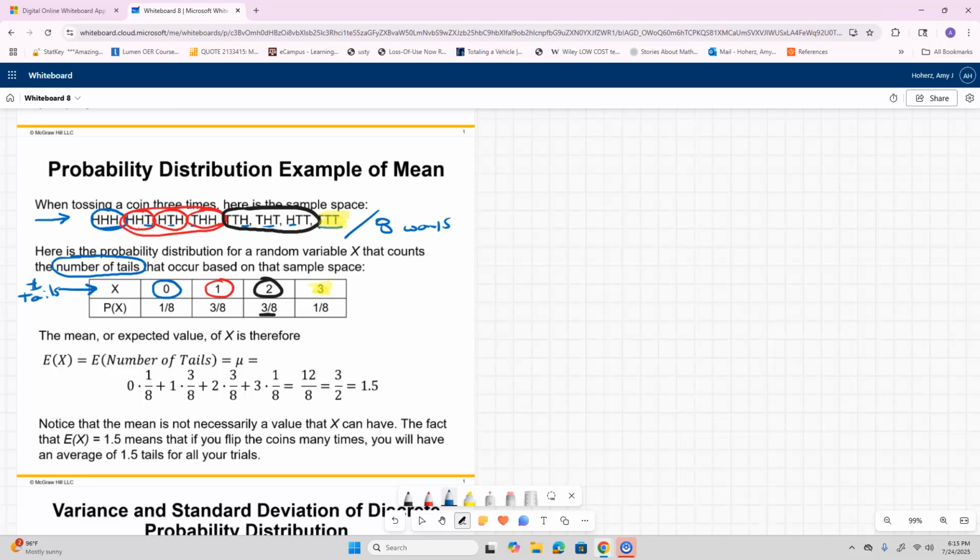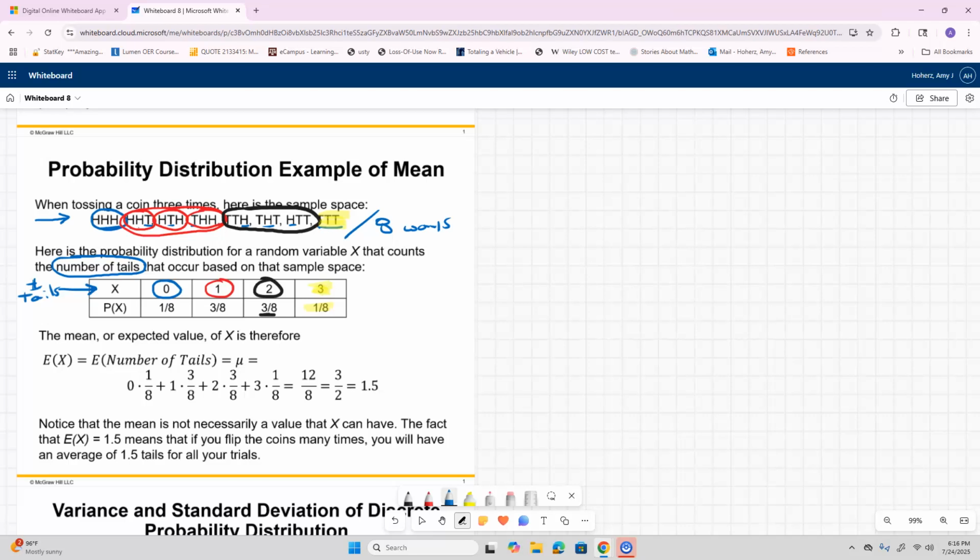And so 1 out of the 8 ways is all 3 tails. Okay, so that builds our probability distribution. Let me clean this up a little bit. It's okay, we'll just leave it. All right, so in order to find the expected value or the mean, we're going to find the expected number of tails in this situation.